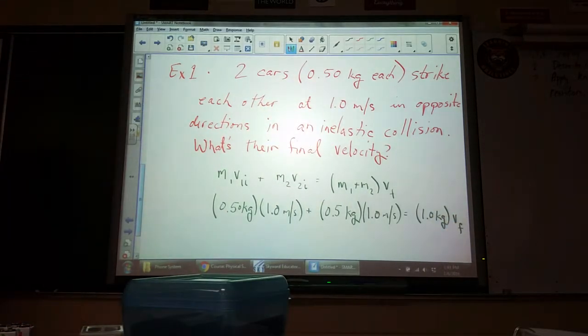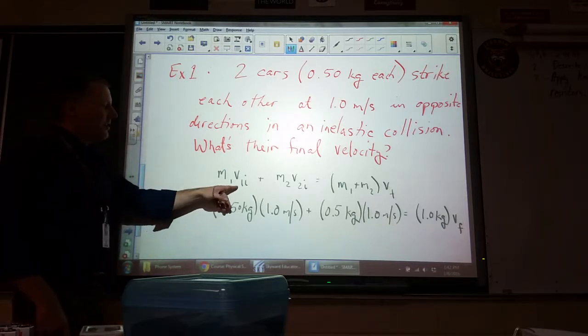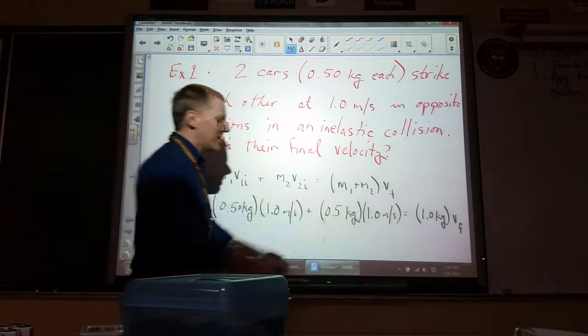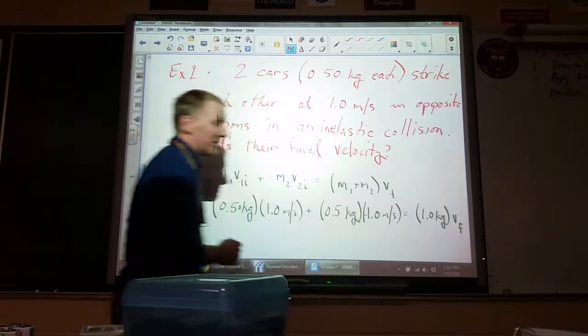Now, these are vectors. Velocity and momentum are vectors. So what do I have to be careful about when I'm writing those? One has to be negative. It really doesn't matter which one. If you say one direction is positive, the other is negative. So if I give this an initial velocity in the positive direction, since this is in the opposite direction, it must be negative.